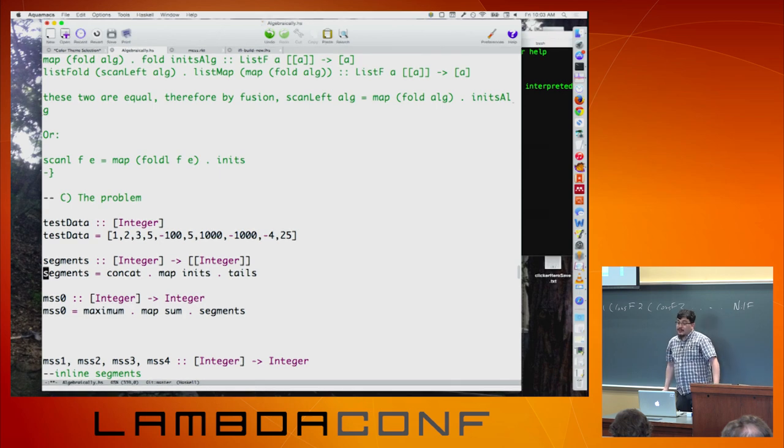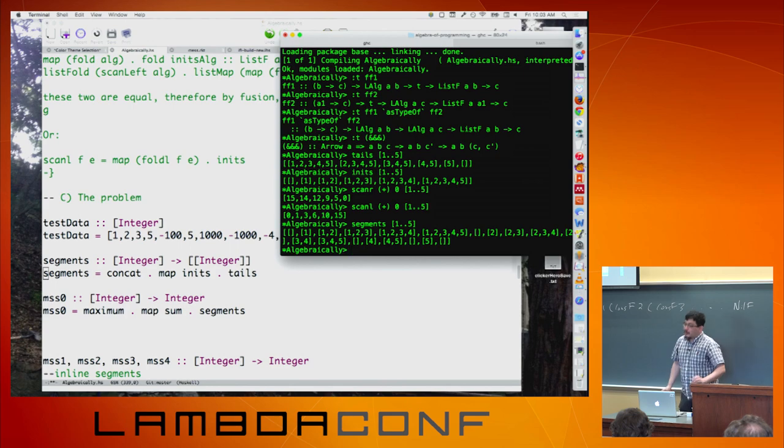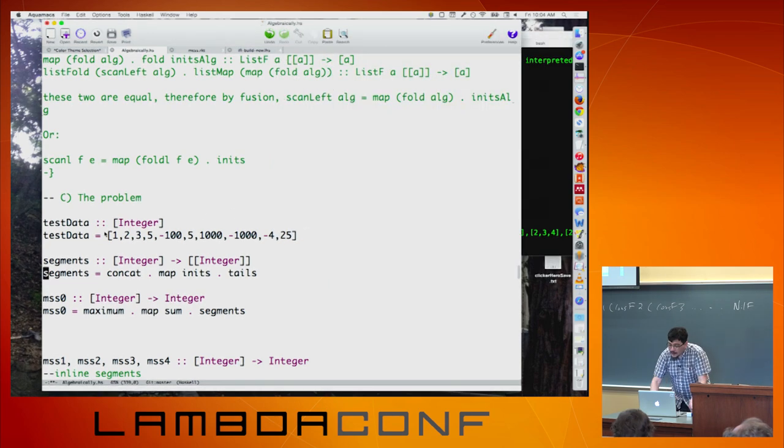Now we define a function segments, which is concat . map inits . tails. You can see this produces a lot of segments. Those are all the segments of 1 to 5: 1, 1 2, 1 2 3, 1 2 3 4, 1 2 3 4 5, 2, 2 3, 2 3 4, 2 3 4 5, and so on. So this is every possible contiguous subsequence of a list. That's a lot more lists than we started with, a lot more list elements. It's O(n) cubed at that. That's the most obvious way to write segments: you take all the tails, and you take all the inits of all the tails, and between that you must cover every possible subsequence uniquely.